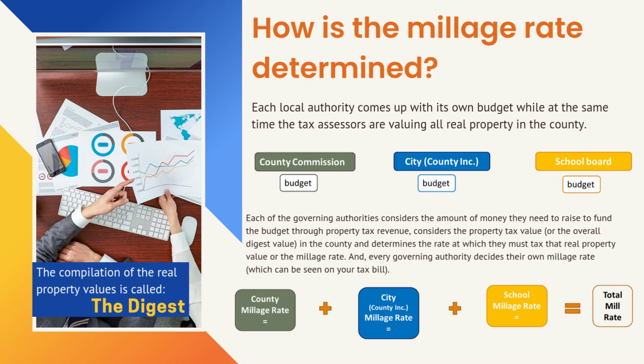So how is the millage rate determined? Each local authority, like the county commissioners and the school board, comes up with its own budget, while at the same time the tax assessors are valuing all real property in the county. Each of the governing authorities considers the amount of money they need to raise to fund the budget through property tax revenue, considers the property tax value or the overall digest value in the county, and then they determine the rate at which they must tax the real property value, or the millage rate. And every governing authority decides their own millage rate, which can be seen on your tax bill.